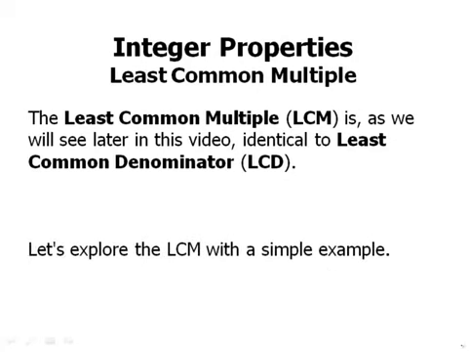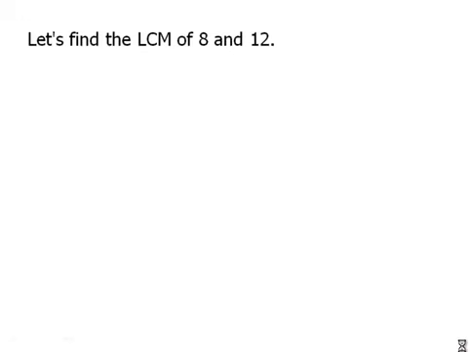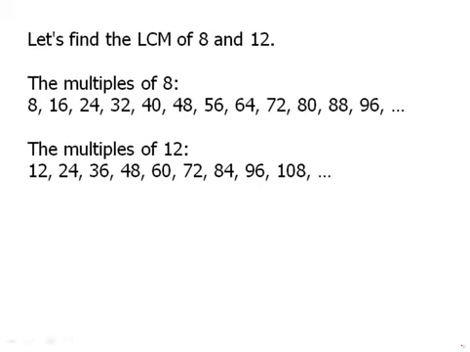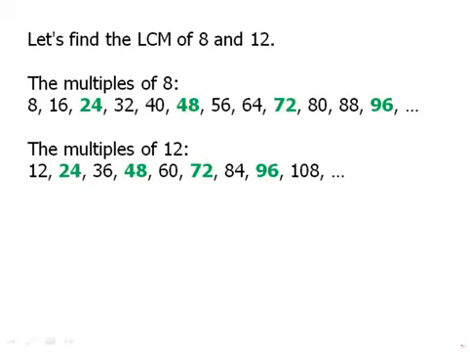Let's explore the least common multiple with a simple example. Let's find the least common multiple of 8 and 12. Well, certainly, we can find the multiples of 8. Those are the multiples of 8. We can find the multiples of 12. Those are the multiples of 12. Notice that there are some numbers that appear on both lists. They are the common multiples, the multiples that 8 and 12 have in common.